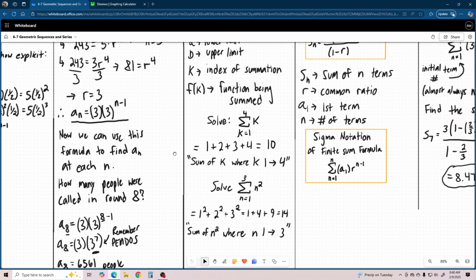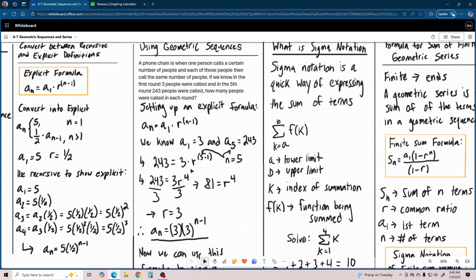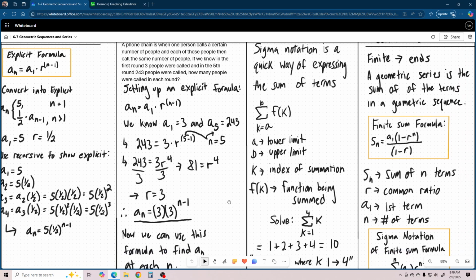Okay. So the reason why this is important is because we can use the explicit formula to solve for any of these pieces. We can solve for a sub n, we can solve for a sub 1, we can solve for r. We can solve for all these things. We can even solve for n technically.